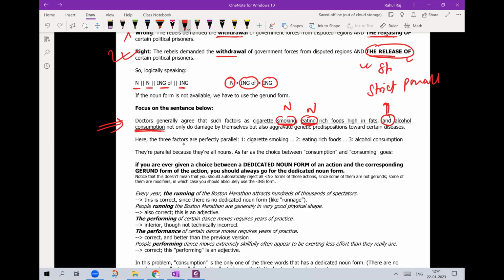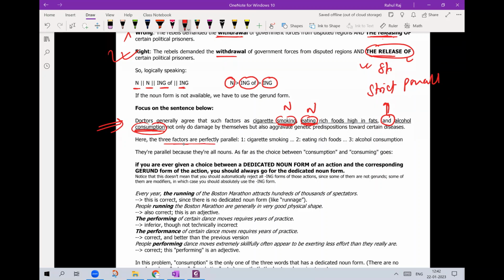But between consuming and consumption, I'll write consumption because consumption is a standard noun that is available to me. Why should I go for consuming? If at all there is a standard noun available, you should go with the standard noun. That's a simple plain rule. Agreed? So doctors generally agree that factors such as cigarette smoking, eating rich foods, and alcohol consumption not only do damage by themselves, but also aggravate predisposition towards certain diseases.